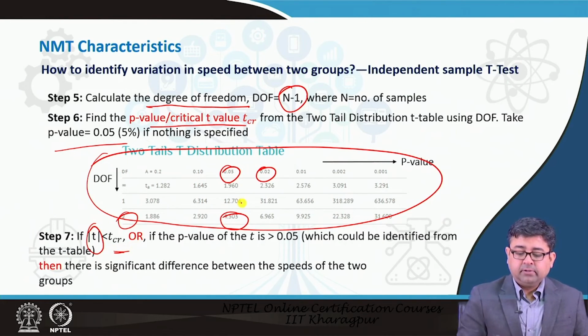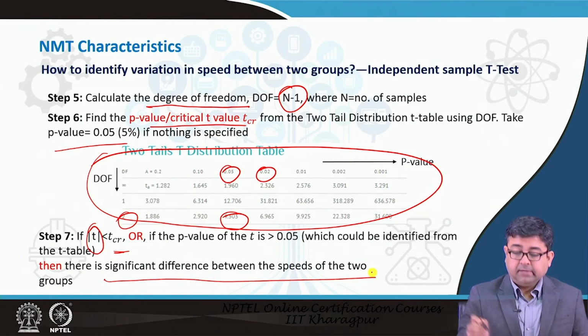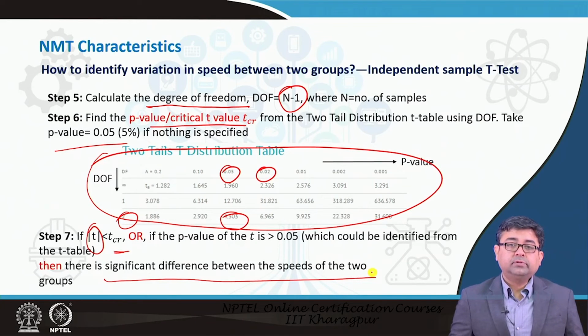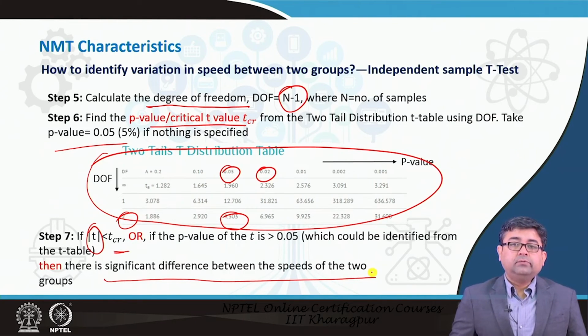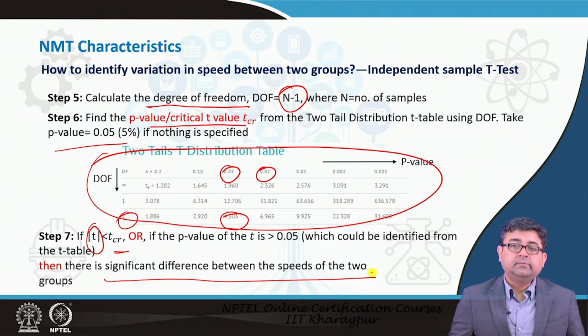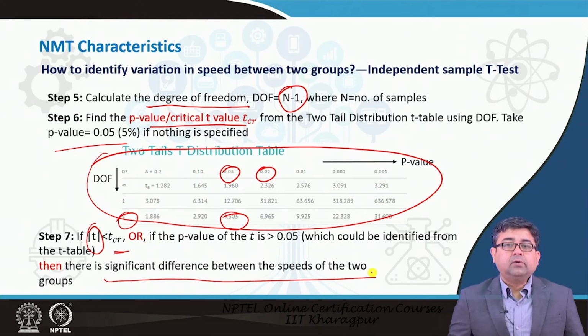Now, if the t modulus value that you calculated in the previous step is less than your t critical value, then the inference would be that there is a significant difference between the speeds of the two groups. That is how you find out whether there is a significant difference between the two groups, and hence we need to take these different speeds into cognizance and design for them accordingly.